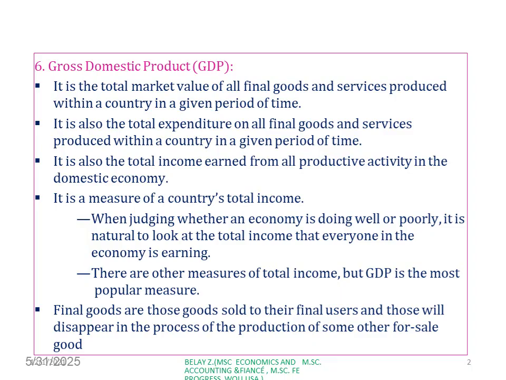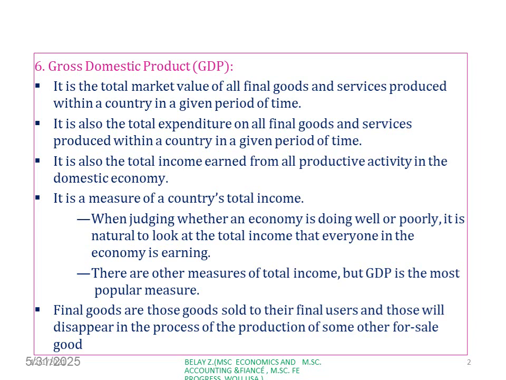We have different words here. We have said final goods. That means we have to use final goods to measure GDP. Intermediate goods are not included here. We'll see the reason. And it is within a period of time, with a bounded country, or domestically bounded products. This means the external product is not included. It is also the total expenditure on all final goods and services produced within a country in a given period of time.